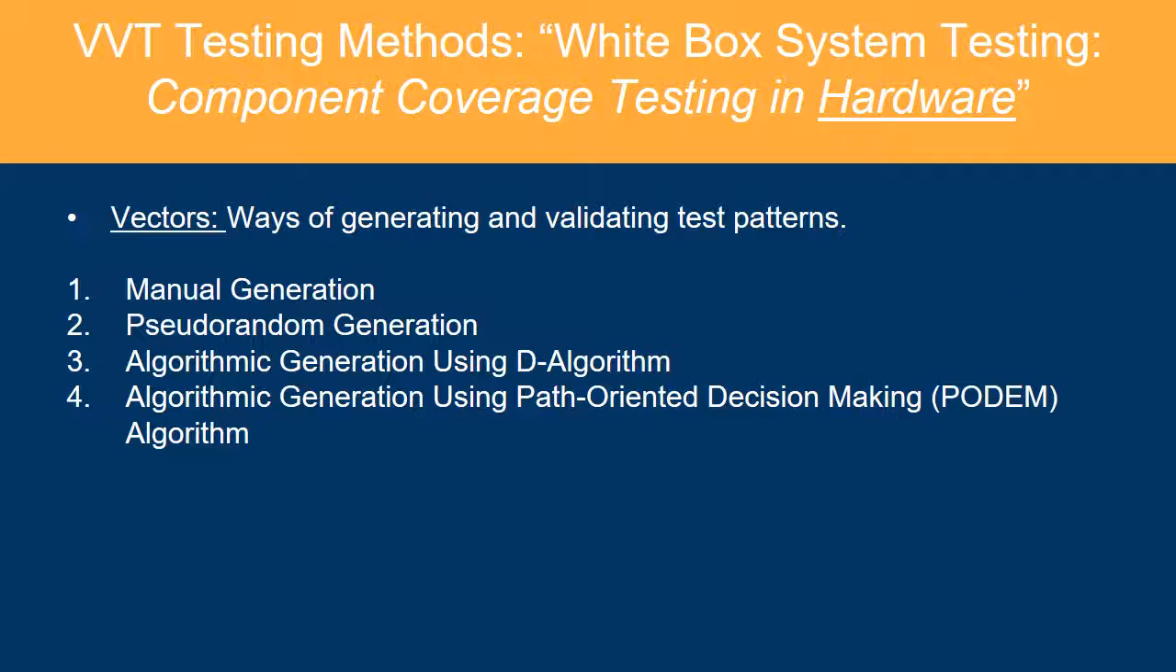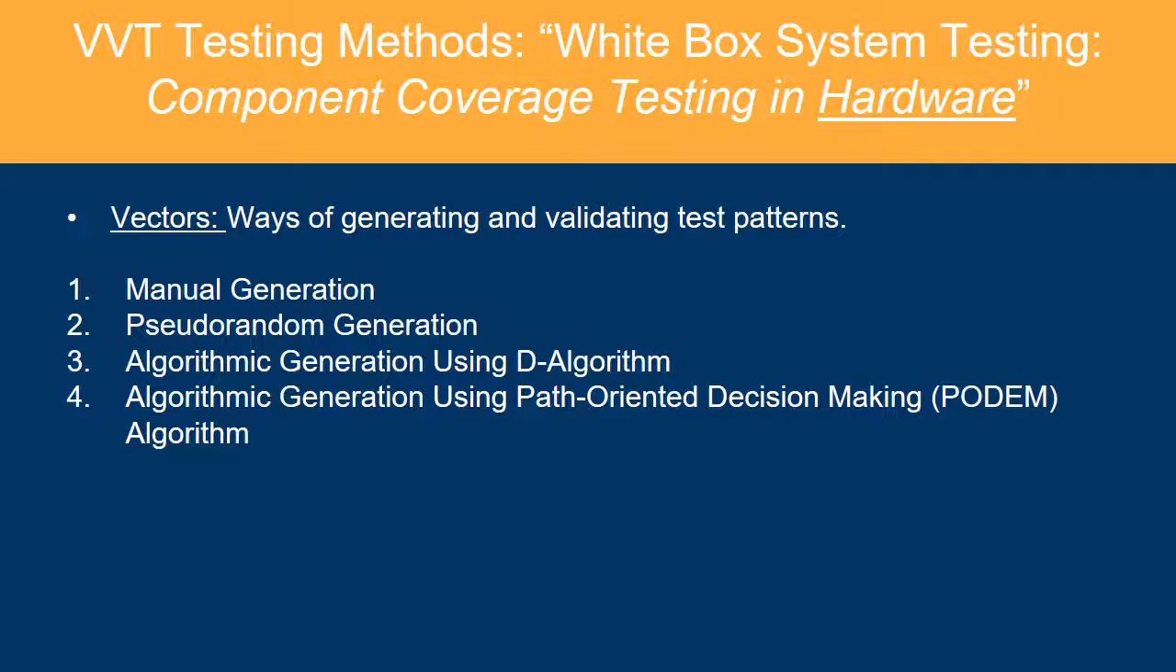Research shows that there are many ways of generating and validating test patterns. These are referred to as vectors. In component coverage testing on hardware, there are 4 different types of vectors. They are manual generation, pseudo-random generation, algorithmic generation using the algorithm, and algorithmic generation using the path-oriented decision-making algorithm, also known as PODEM. In manual generation, the test patterns may be generated manually by test engineers for functional verification of a UUT.